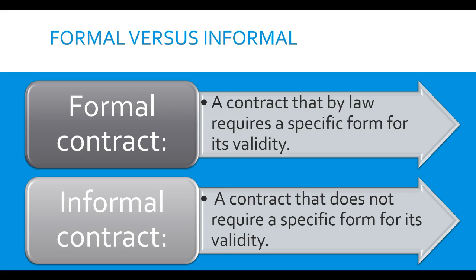Formal contracts require a special form or method of formation to be enforceable. Formal contracts include negotiable instruments, which include checks, drafts, promissory notes, and certificates of deposit. All other contracts are informal contracts or simple contracts. For these, no special form is required, except for certain types of contracts that must be in writing.